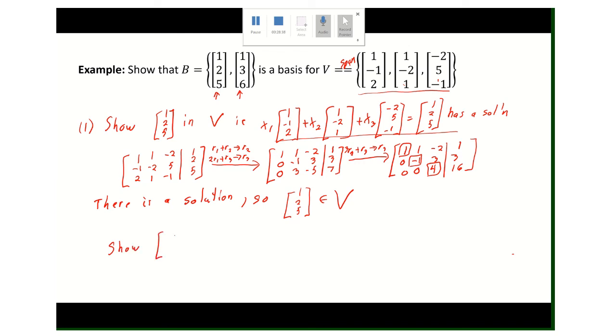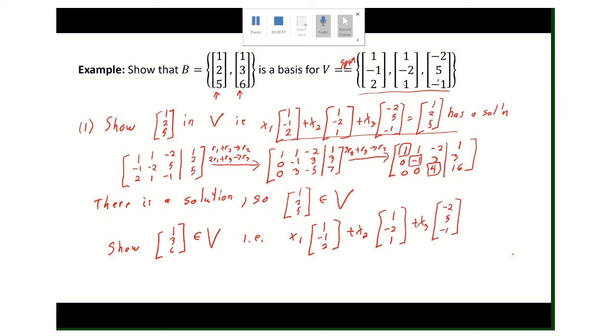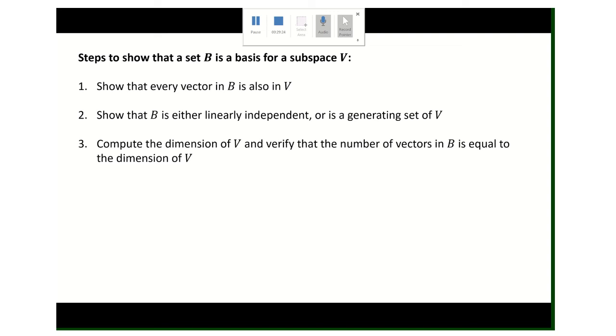Now I have to also show that my second vector is in that set. So show that that is in V. In other words, x1 times (1, -1, 2), plus x2 times (1, -2, 1), plus x3 times (-2, 5, -1) equals (1, 3, 6). So show that that has a solution. It does. I'll leave that as an exercise for you. You can actually see it fairly easily, but that it is in there. So it satisfies my first condition. My first condition was to show that every vector in B is also in V. That is true. My second is to show that B is either linearly independent or is a generating set.